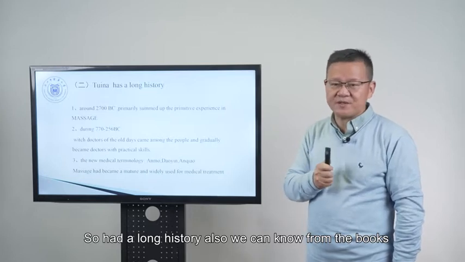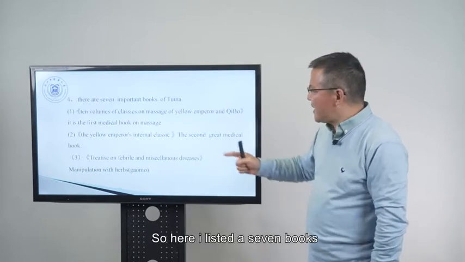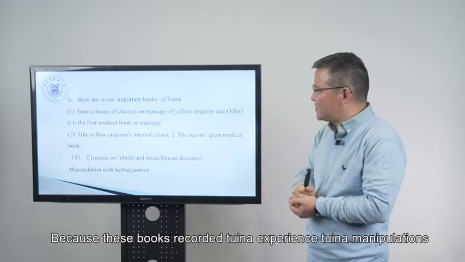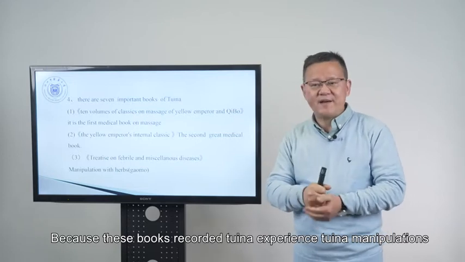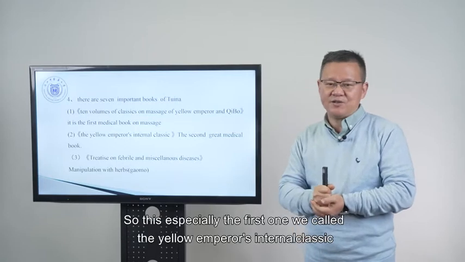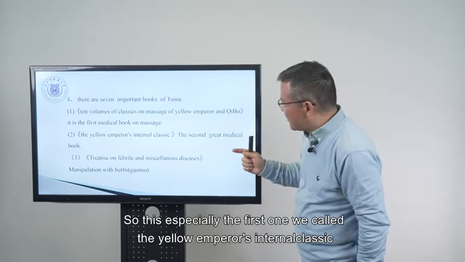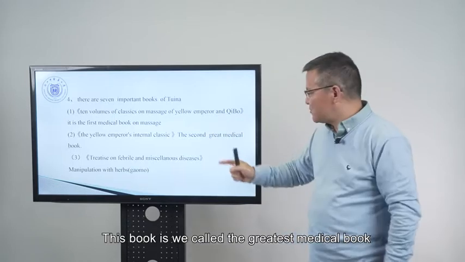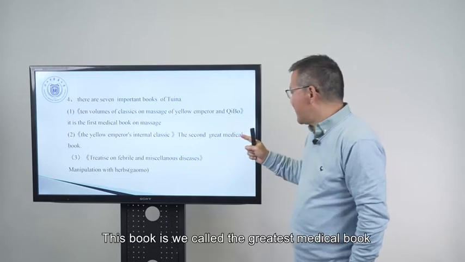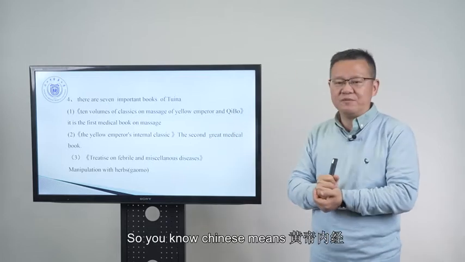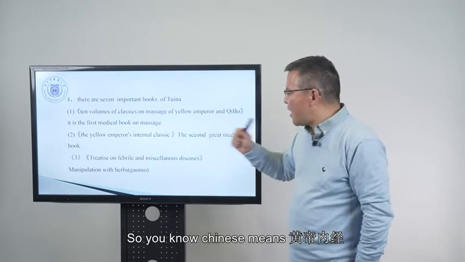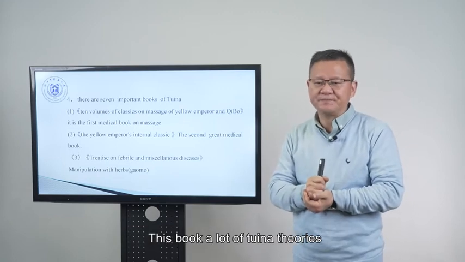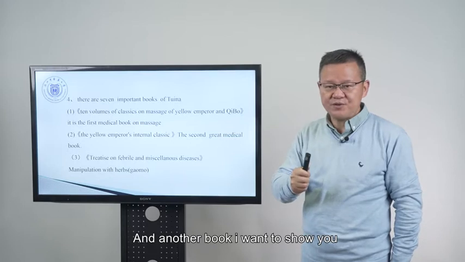We also know it from books. Here I list 7 books. Some books are very important because they record Tuina experience and Tuina manipulations. Especially the first one, the Yellow Emperor's Internal Classic, which is what we call the greatest medical book. In Chinese it is 黄帝内经. It contains lots of Tuina content.